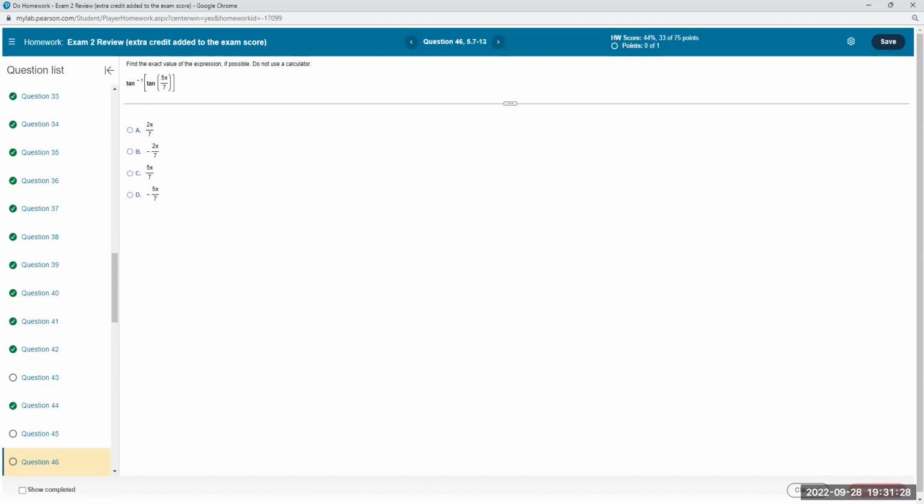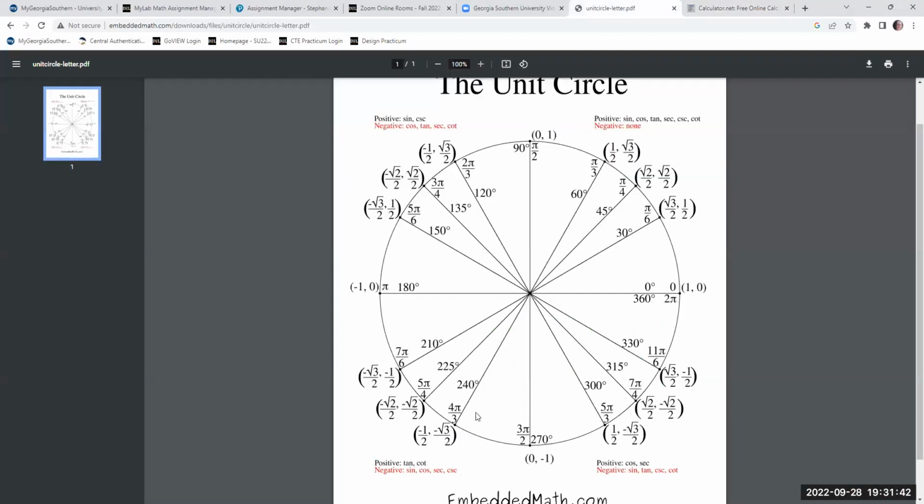And I'm just going to pull up the unit circle here. Just give me a second. I think it's, where is it? Right here. Okay, let's make sure you can see that. Yes. All right.